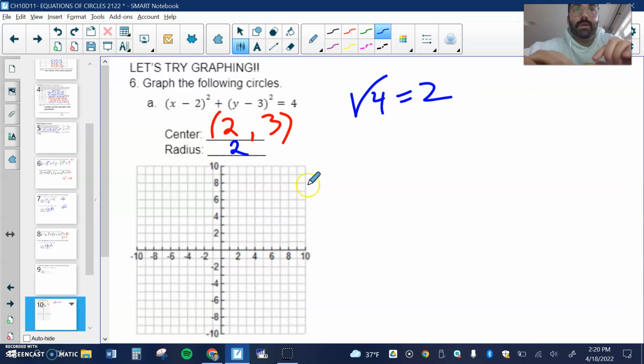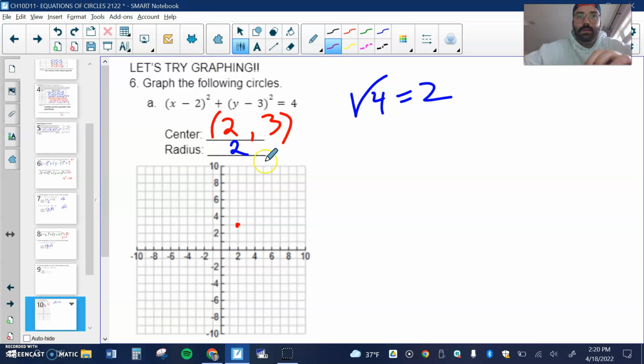All right, so my center is 2 comma 3. So go to 2 comma 3, make a dot. To draw my circle, I'm going to draw 4 points: one up, one right, one down, one left. So I'm going to put a point there.